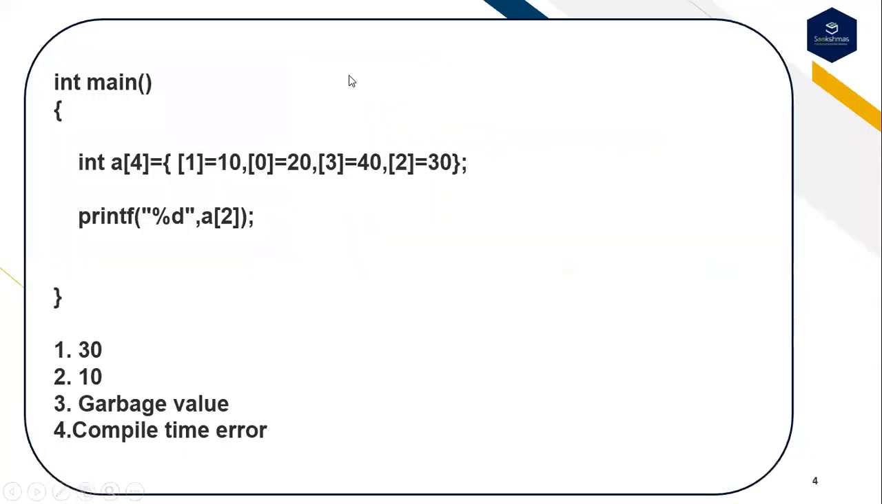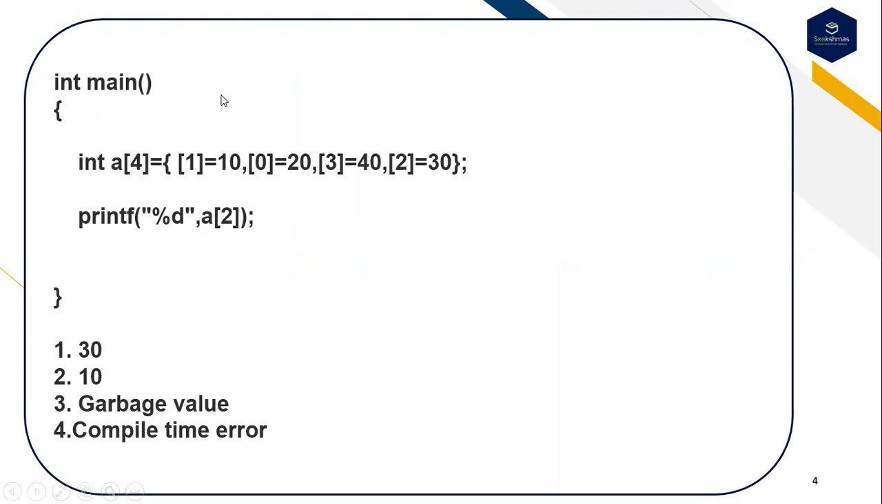This is the first question. In main, int a[4] is equal to, and you have to take care how I am performing the initialization. Maybe some of you may get confused about this kind of initialization. And I'm asking you whether it's valid or not in C programming.